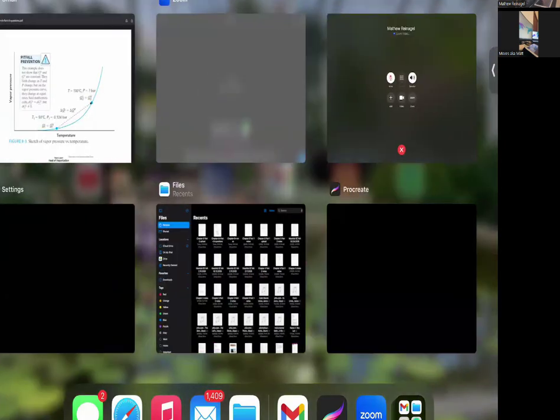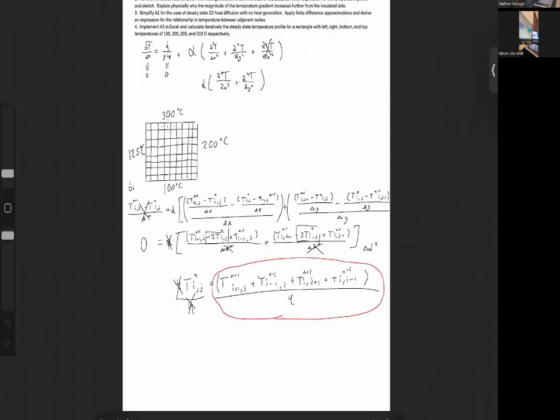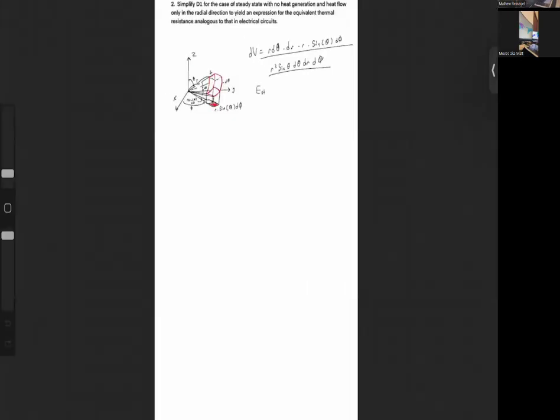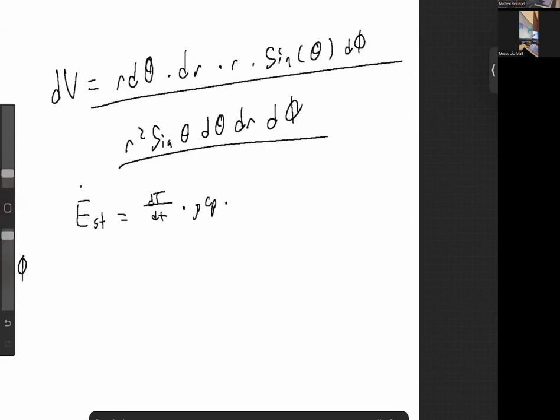Energy storage. Sorry, this keeps happening. Nope, that's the wrong one. Sorry. We have our energy storage equation, which would be the change of temperature with respect to change of time, multiplied by density, heat capacity, and this volumetric expression.